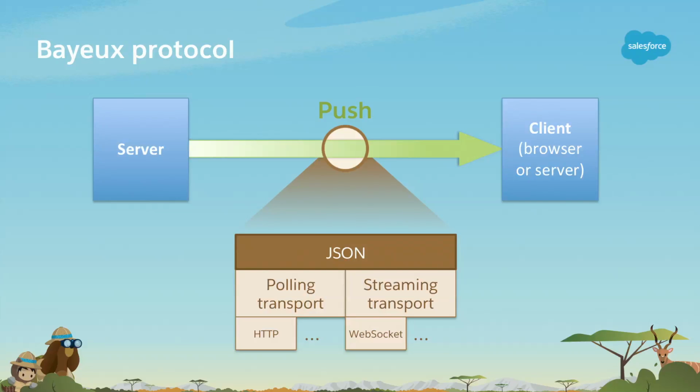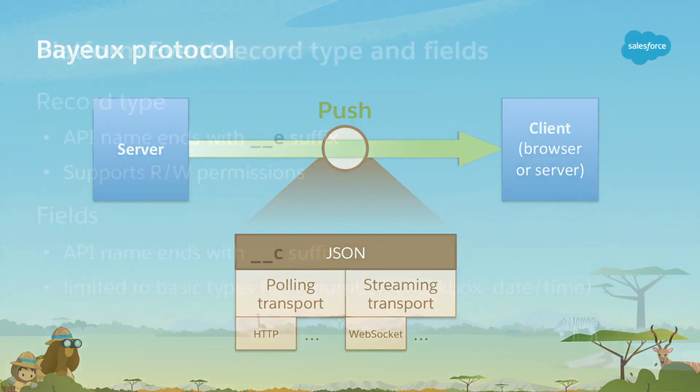Now, the good news is that the Bayeux protocol is very flexible. It will automatically take the best transport option for you. So if WebSockets are available on your client, it will take WebSockets. And that's very good because it will allow it to scale. You don't have to worry about all of that, but I wanted to give you a bit of a technical overview about how things work behind platform events. Generally, you will use WebSockets, so that's going to be fine.